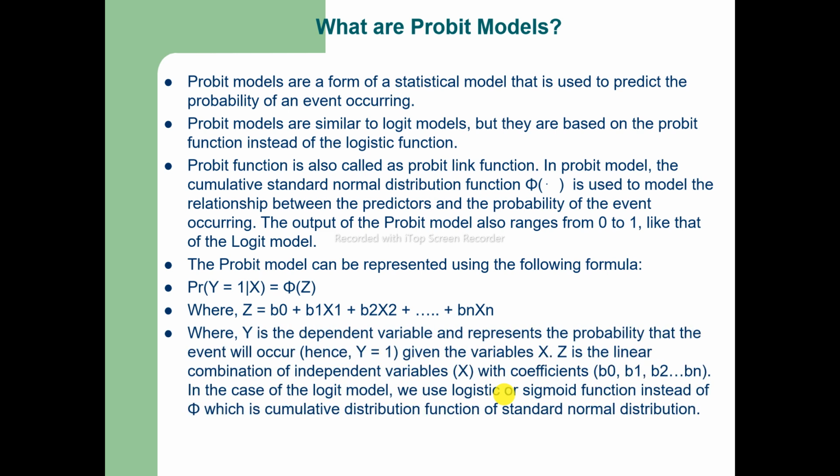So where y is the dependent variable and represents the probability that the event will occur, hence y is equal to 1 given the variables x, as z is the linear combination of these independent variables with coefficients beta naught, beta 1, beta 2 up to beta n. In the case of Logit model, we use logistic or sigmoid function instead of phi, which is the cumulative standard normal function of the standard normal distribution.